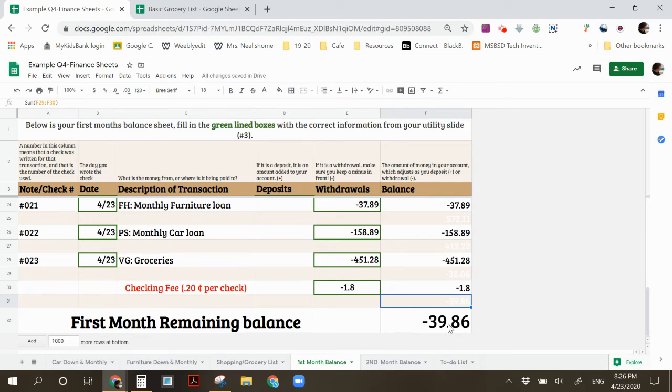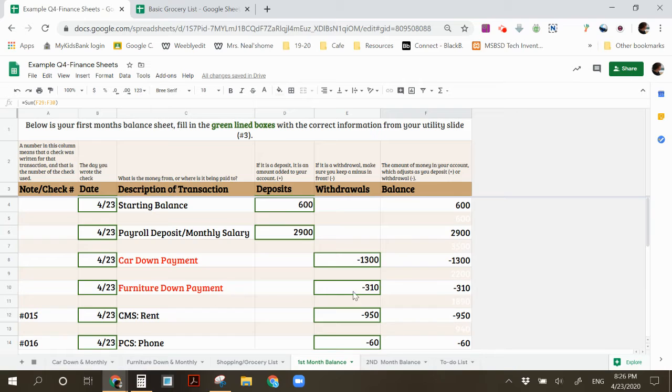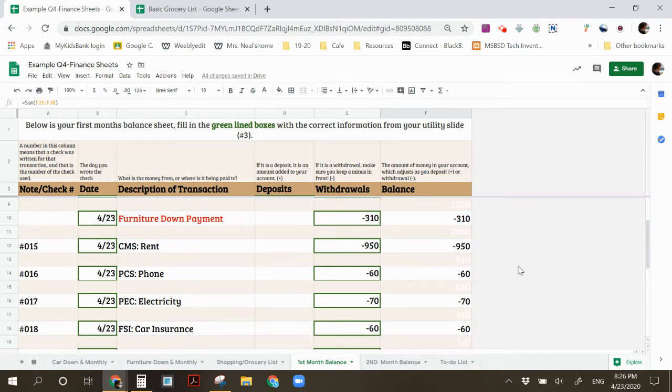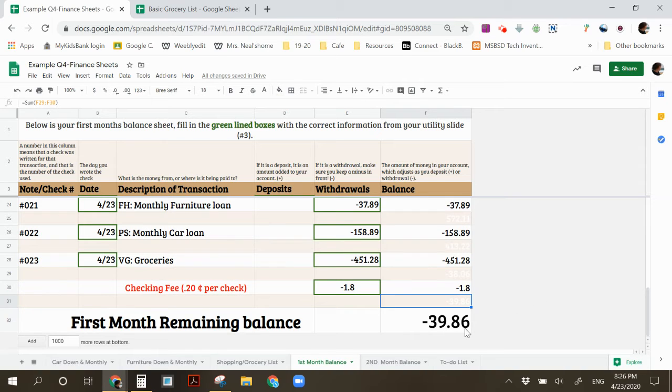Now, if you notice, I actually went into debt on my first month because I bought a little bit more than I really should have. But I know on my next month when I get paid again, I will not have to worry about my down payments for my car or my furniture because they were a one-time payment. And I was only in debt for about $40. So that's not horrible. If I really wanted to fix that, I could probably cut back on some of my grocery items.